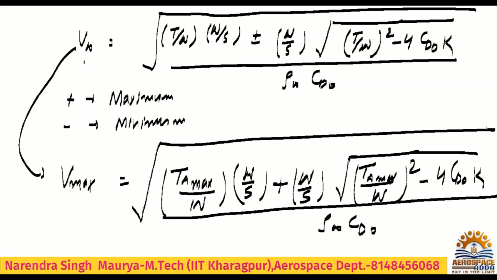Okay, check what quantity they have given to you, and what they have not. CD naught they have given to you, K you need to calculate. Weight of the aircraft they have given to you, mass is given, so weight you can calculate. S, the area of the wing, is given. Thrust available you have to calculate. V maximum is given.